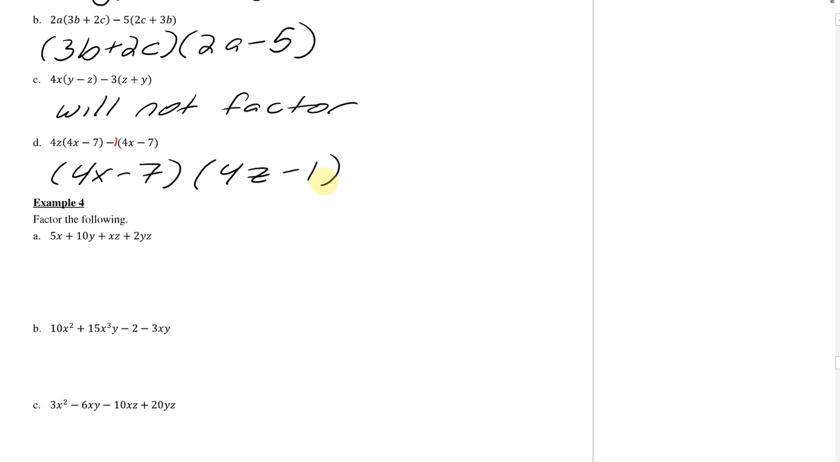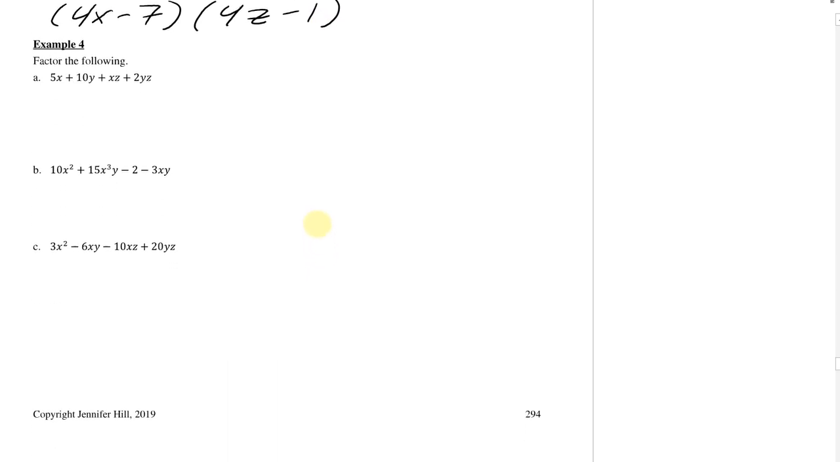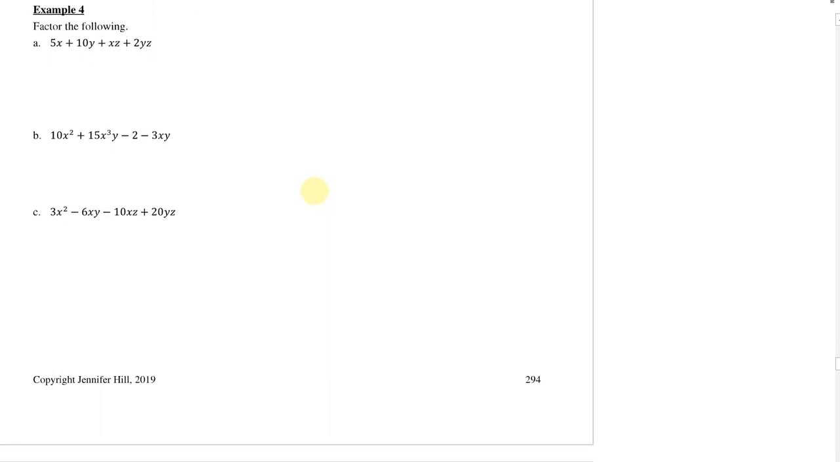So now what I want to do is this last example, so I'll do the first one with you, and then you can do the other two. So looking at this, what do the first two terms have in common for A? They both have a 5 in common, right? So I can write that down. So this is 5 times x plus 2y.